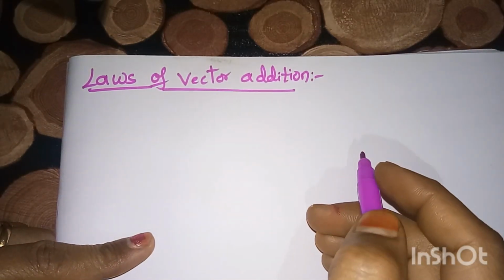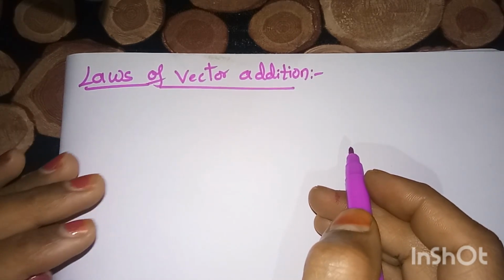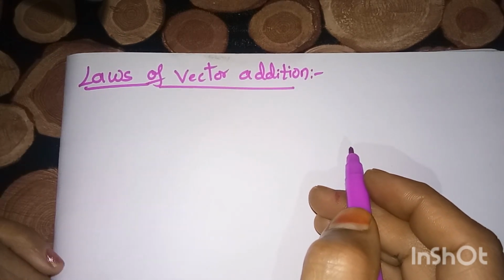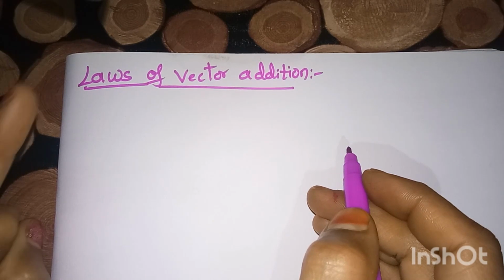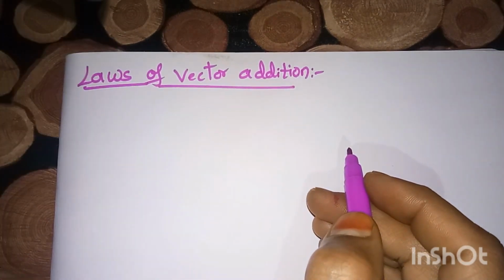I said that what is meant by a vector: a physical quantity having magnitude and direction, and it should follow the law of vector addition. What are the laws of vector addition? One physical quantity should obey all these laws of vector addition to form a vector.